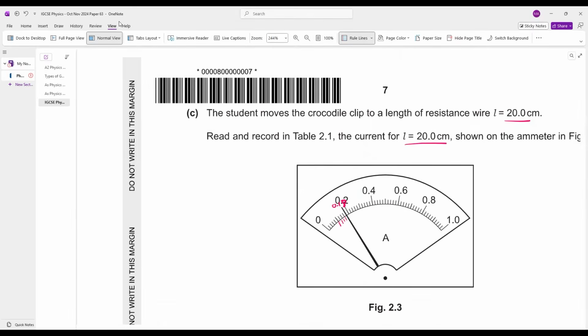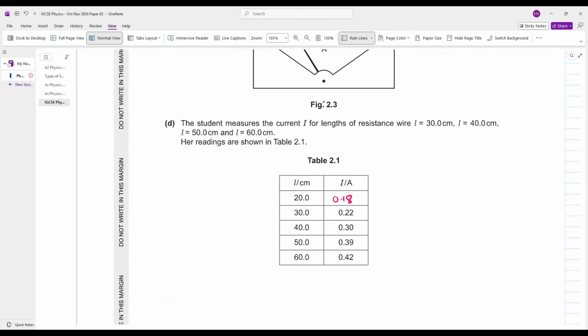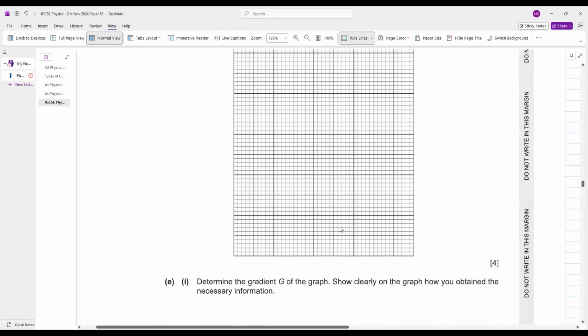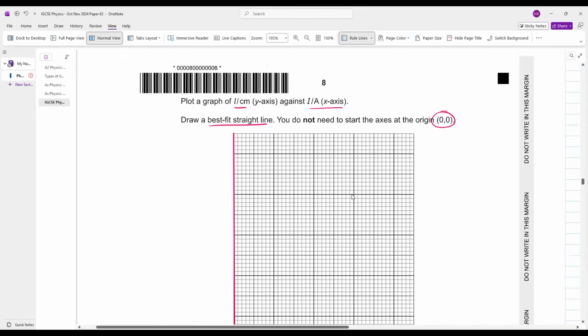ओके. अच्छा जी अब क्या कर रहे हो स्टूडेंट. The student measures the current for the length of resistance wire L equals 30 centimeter, 40 centimeter, 50 centimeter, 60 centimeter. Her readings are shown in the table 2.1. अच्छा जी ये readings आपको shown है. Perfect. You have to plot a graph of length on the y-axis, current on the x-axis. Draw a line of best fit. You need not start the graph from the origin. अच्छा जी origin से आपने start नहीं करना. तो first of all तो हम mark कर देते हैं. What are we plotting on the y-axis? Geniuses. Length.